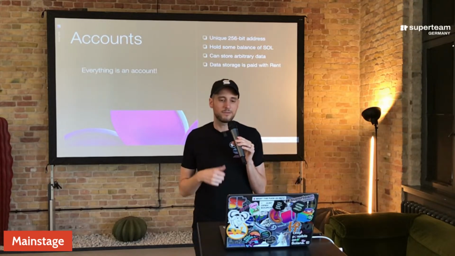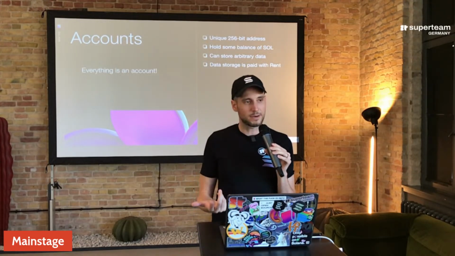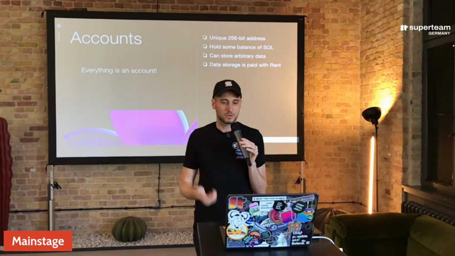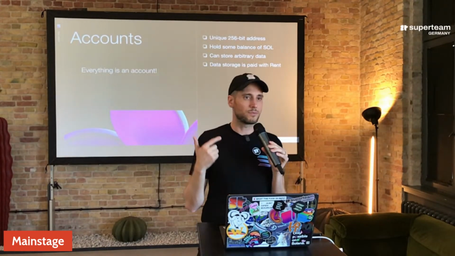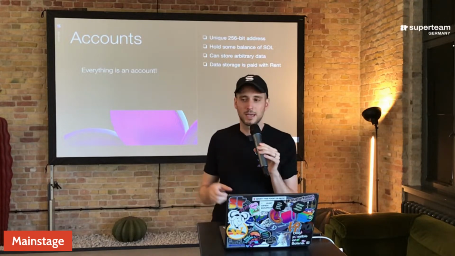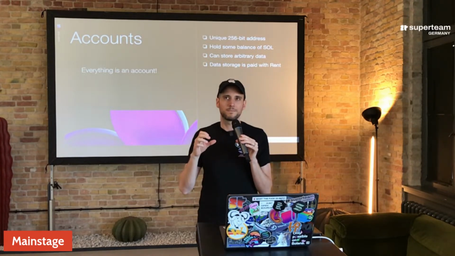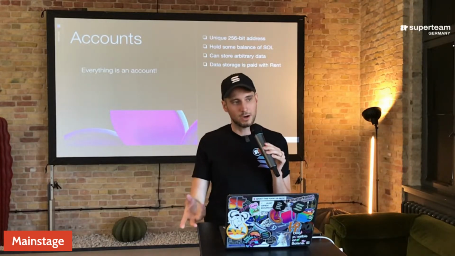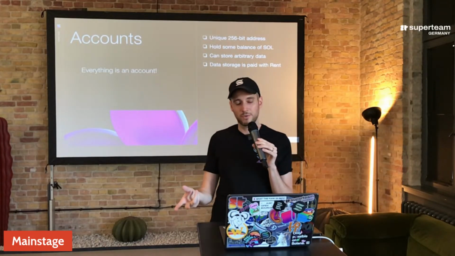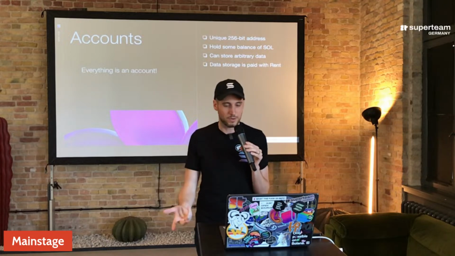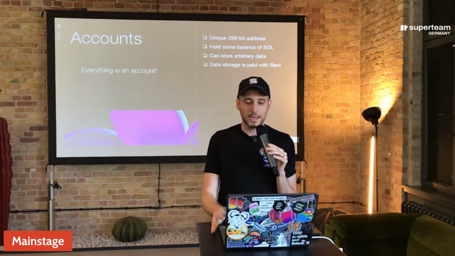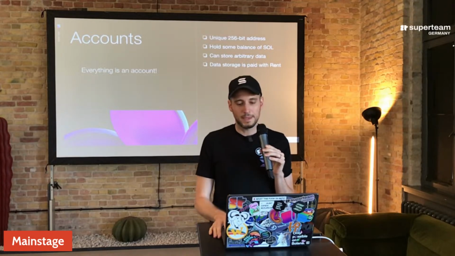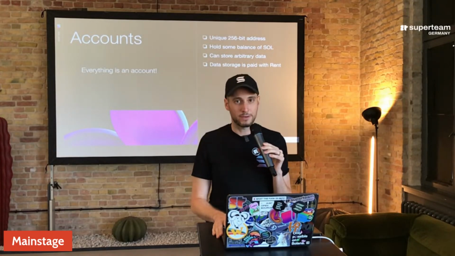Accounts have a unique 256-bit address. This is like the public key that you know. They hold a SOL balance because we have a rent system, which means that you cannot just, like in Ethereum, give someone tokens. You really need to create an account because you allocate space on the chain for it, and therefore you have to pay rent for it. An account can store arbitrary data, and as I already said, you have to pay rent for this amount.